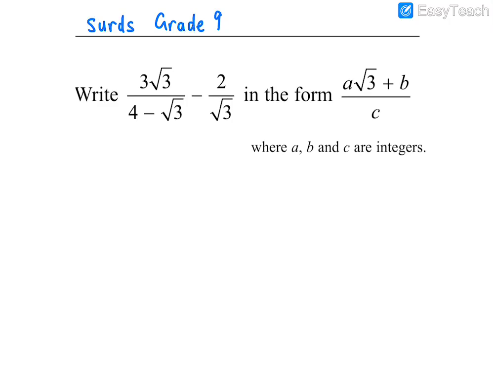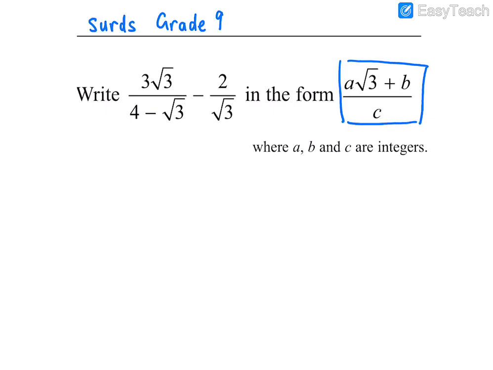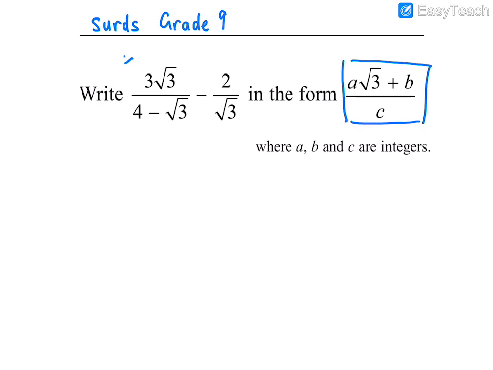So let's go through a grade 9 question on surds. We have been given a fraction and we want to write it in this form where A, B and C are all integers. So same with any fractions, let's get the denominator the same. So I will multiply this side by root 3 and multiply this side by 4 minus root 3.